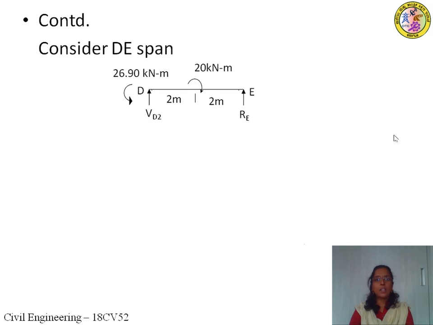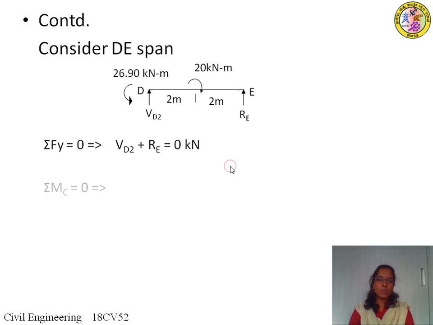It is subjected to a moment at the mid span of 20 kilonewton meter, and MDE is minus 26.9. So, let us apply sigma Fy is equal to 0, which implies Vd2 plus Re is equal to 0 because we don't have any vertical forces, it is a couple. So therefore Vd2 plus Re will be equal to 0.